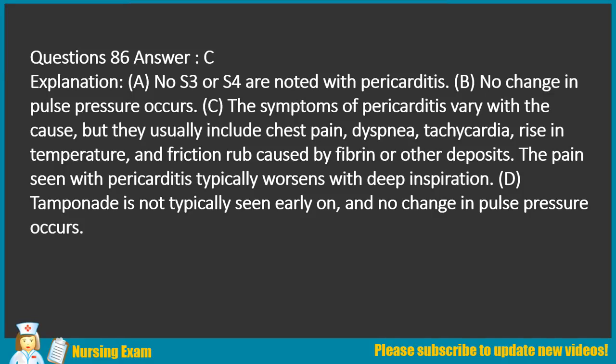Question 86 answer, C. Explanation. A. No S3 or S4 are noted with pericarditis. B. No change in pulse pressure occurs. C. The symptoms of pericarditis vary with the cause, but they usually include chest pain, dyspnea, tachycardia, rise in temperature, and friction rub caused by fibrin or other deposits. The pain seen with pericarditis typically worsens with deep inspiration. D. Tamponade is not typically seen early on, and no change in pulse pressure occurs.